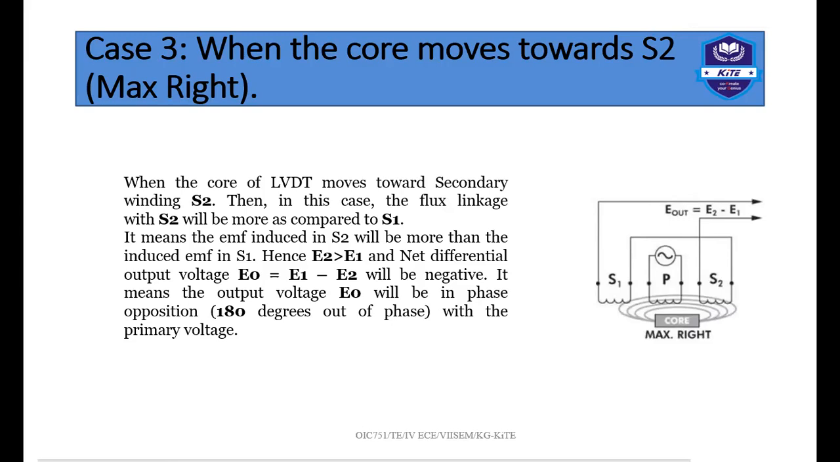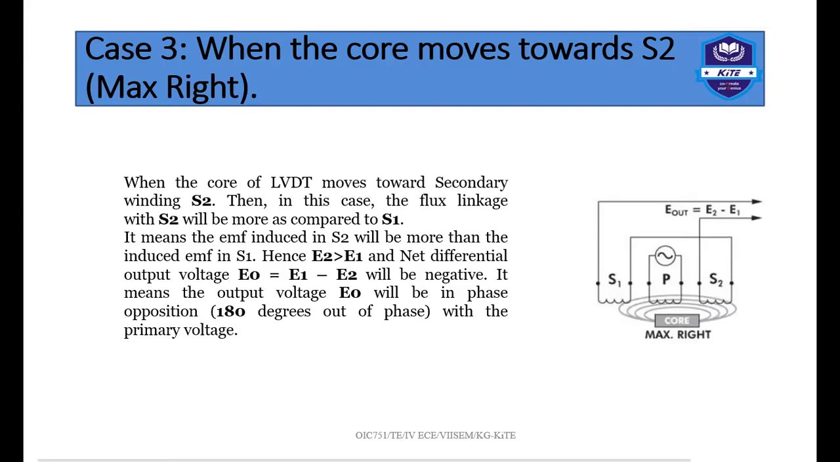So when the core of the LVDT moves toward secondary winding S2, what happens to the flux linkage here? When compared to S1, the flux linkage with S2 will be more. It means the EMF induced in S2 will be more than the EMF induced in S1. Hence, E2 will be greater than E1. So the net differential output voltage E naught is equal to E1 minus E2, so 0 minus 1. So this will be a negative value.